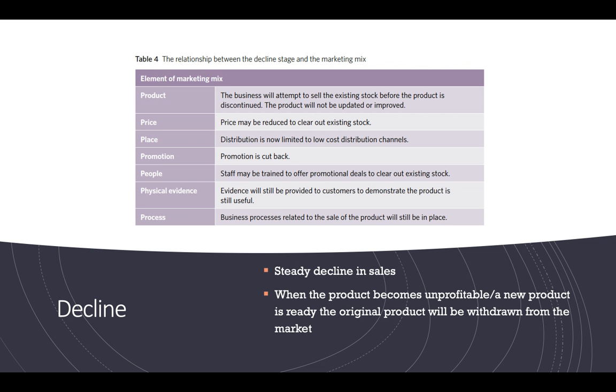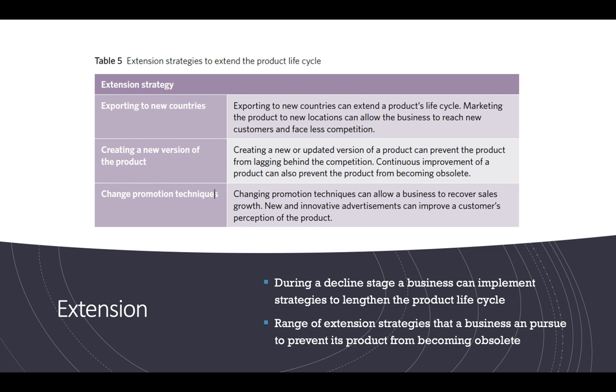And then you have decline. So this is where the steady decline in sales starts to occur, and the product potentially becomes unprofitable, or a new product is ready and the original product is going to be withdrawn from the market. So again, it may just be a brand new, completely different product, or it could be something similar but different enough that it needs a brand new marketing mix of its own.